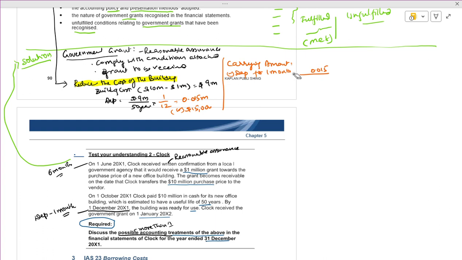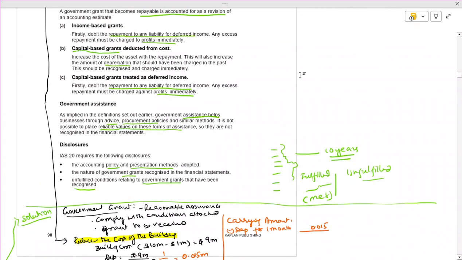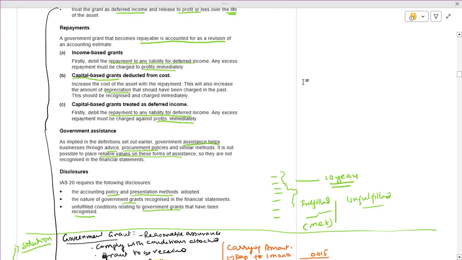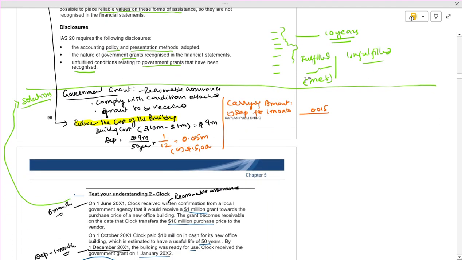Carrying amount is, we have to take the net cost. What it says is that we have to deduct the grant from the cost of the asset and depreciate the net cost. Okay, how much is the net cost? Carrying amount is nothing but the net cost. Net cost is going to be 10 minus 1 million. Okay, it comes to 9 million.